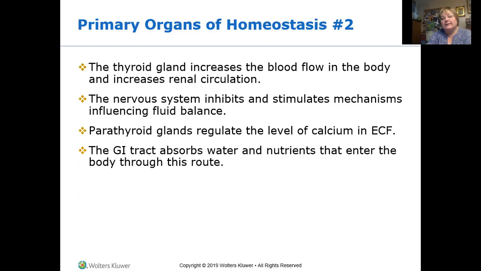Your thyroid increases the blood flow in the body, increases renal circulation. Your nervous system inhibits and stimulates mechanisms influencing fluid balance. Parathyroid gland regulates the level of calcium in your extracellular fluid. The GI tract absorbs water and nutrients that enter the body through this route. So all the body systems have a role in the homeostasis of fluid and electrolytes. Again, if we thought which one is most important, probably we would think kidneys followed by heart.